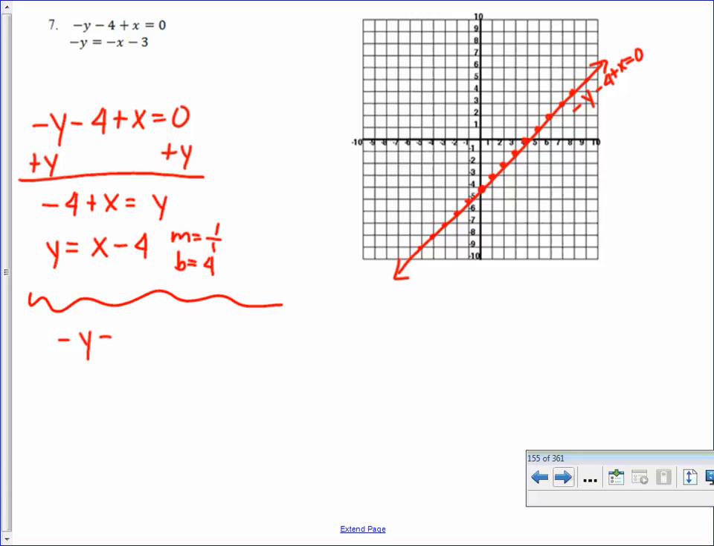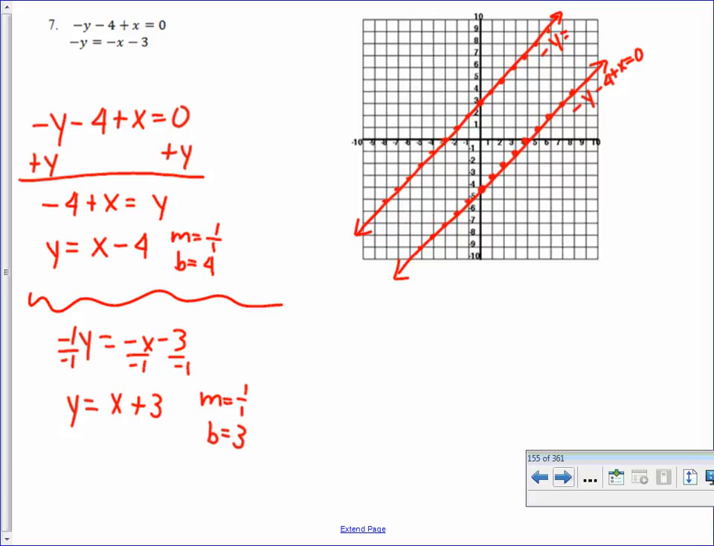I have negative y equals negative x minus 3. That's equivalent to negative 1y, so I'm going to divide every term by negative 1. y always has to be positive. So I get y equal to x plus 3. My slope here is 1 over 1. My y-intercept is 3, so I'm going to start at the positive 3. My slope is telling me I'm going to be going up 1 over 1, up 1 over 1. This is what my line is going to look like. And again, I'm going to label it with the original equation.